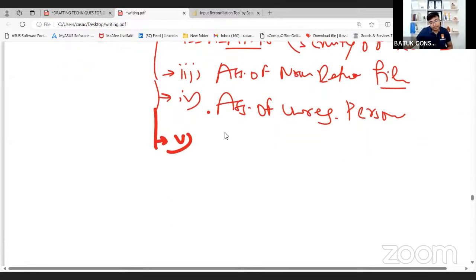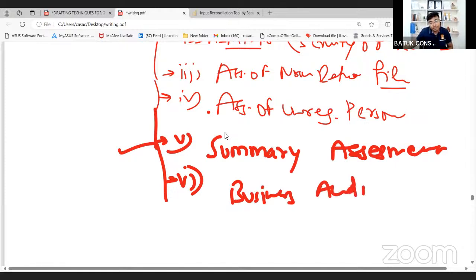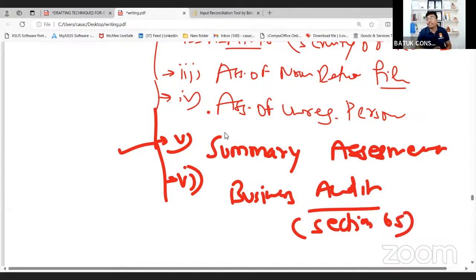Next, fifth, summary assessment. जब भी डिपार्टमेंट को ये लगता है, whenever there is a specific situation in which the department is of the view that there is certain revenue leakage at the end of Mr. Sachin Jain, or there is a liability at his end, the department will come up with an assessment, and that particular type of assessment is called summary assessment. And the last and most important, that is business audit. Departmental audit, I can say audit under section 65 of the CGST Act.